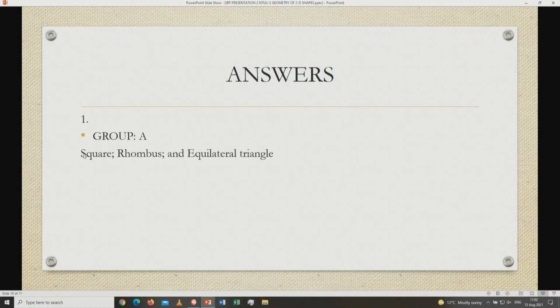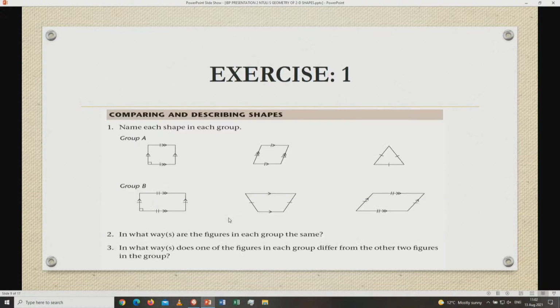The difference between a square and a rhombus, guys, is that a square has all its inside angles equal to 90 degrees. But a rhombus, no. Its angles do not equal 90 degrees. The third one, guys, was an equilateral triangle. This one we've already covered. Now let's check group B.